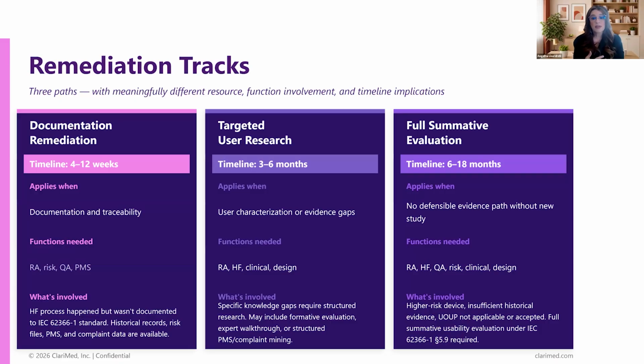And then lastly, the full summative evaluation. This is where you have no other choice but to actually go down that route and do full summative evaluation to make sure that you have the justifiable evidence to meet state of the art. You see at the bottom there, there are multiple different functions that could come in here, but you are touching all the way from RA, QA, post-market, clinical. Everybody gets touched here. So there's not one bucket that you should not consider. Any questions?